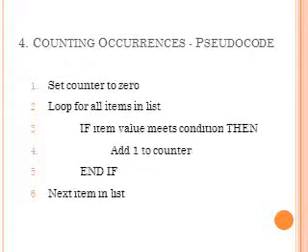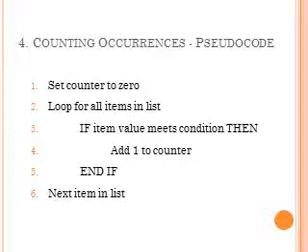Here's the pseudocode. You start off by setting the counter to 0, so that is the number of times the condition is met inside your unsorted array. And then in this instance we're using a fixed loop. So we loop, say, 10 times, 15 times, whatever, however many elements there are in the list. And we compare and we say if the current item value meets the condition, add 1 to the counter. And if it doesn't, then in this case nothing happens.